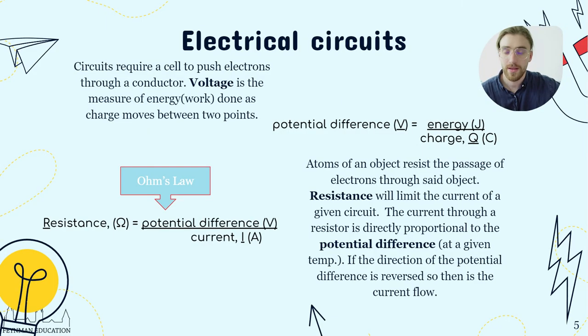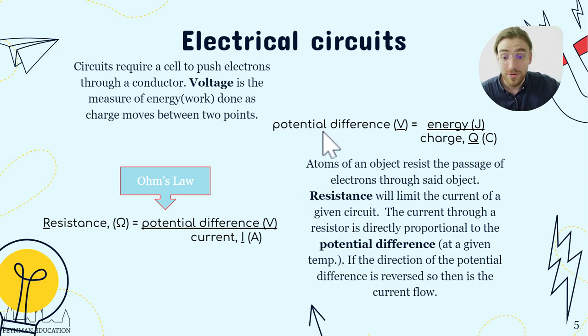So we've talked about charge and current. Current is the force that is pushing electrons through a conductor. A charge is when something has more or less electrons. The current is what's pushing it through. Now we're going to be looking at voltage. Voltage is the measure of energy or work done as the charge moves between 2 points.